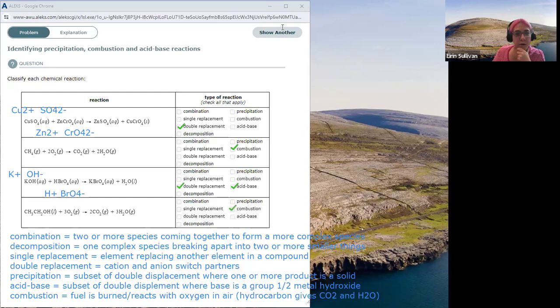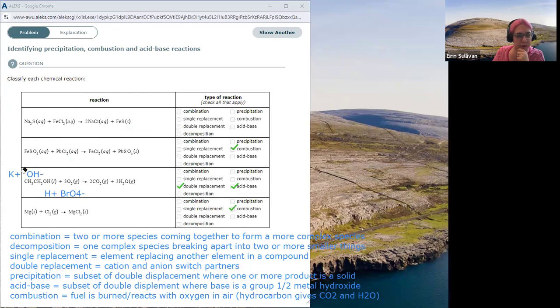Let me just have a look and see if we see any other fun stuff in here, but I think that's mostly shown all the things that I wanted to talk to you about. So again, this is a double displacement at the top here. We have sodium replacing the iron to form sodium chloride, and iron 2 replacing the sodium to form iron 2 sulfide. So that would be a double replacement. This is another double replacement. Iron 2+ replaces lead 2+ to form iron 2 chloride, and the lead 2+ replaces the iron to form lead 2 sulfide.